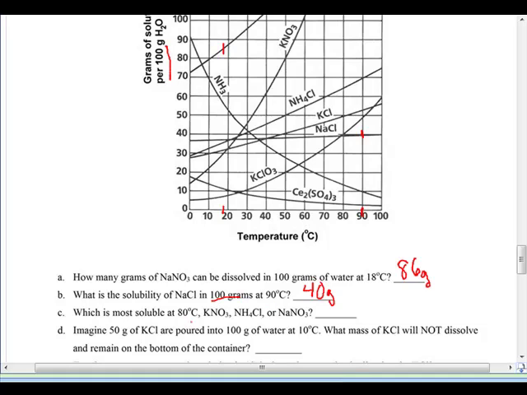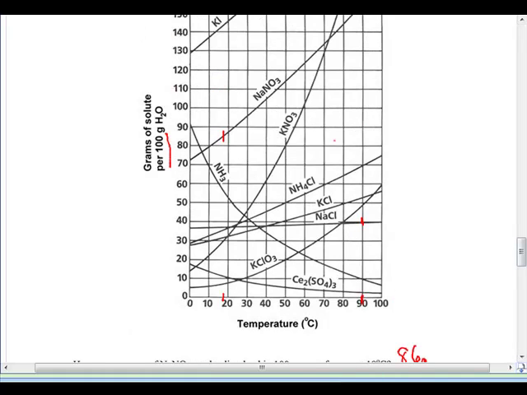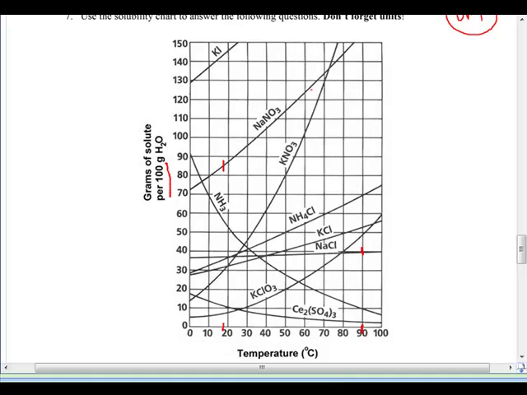Which one's most soluble at 80 degrees: KNO3, NH4Cl, or NaNO3? So we're looking at 80 degrees, so go find 80, and then go find those three points on the lines. So we've got KNO3, which is going to be way up here, even higher. And you can imagine that this is just going to keep going up, up, up. So that would probably be way up at that point at 80 degrees.